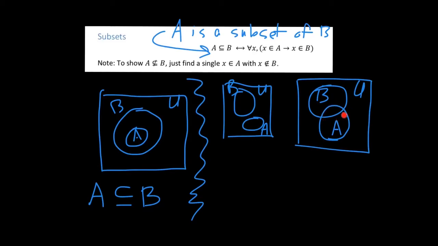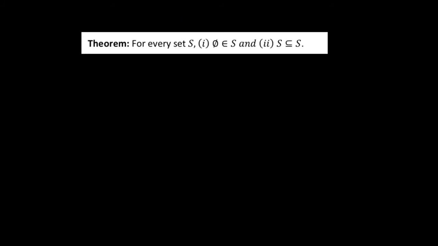These things are what are common to both A and B. So some of the elements of A are inside of B, but not all of them. And since not all of them are, that means that in both of these cases, A is not a subset of B.